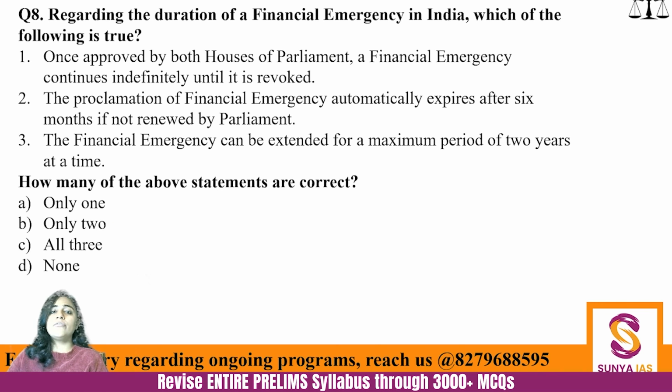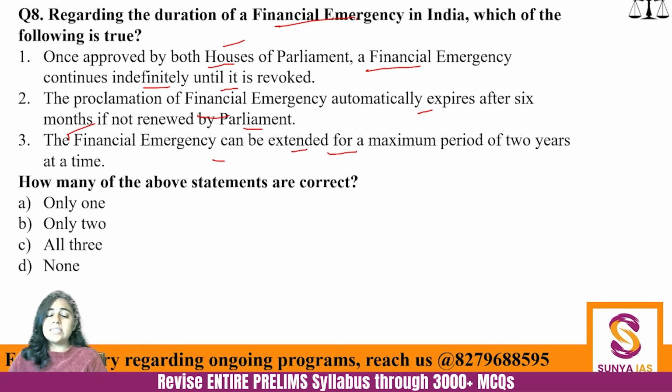Now, let's come to the financial emergency. See the question first. Which of the following is true? Once approved by both the houses, a financial emergency continues indefinitely until it is revoked. The proclamation of financial emergency automatically expires after 6 months if not renewed by the parliament, and the financial emergency can be extended for a maximum period of 2 years at a time.